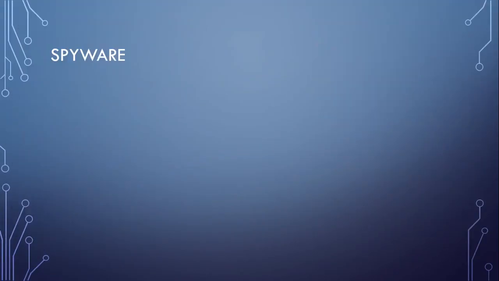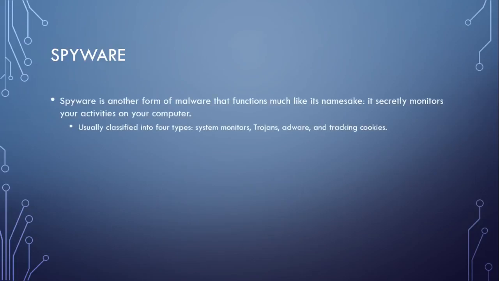All right, next let's get into spyware. Spyware is another form of malware that functions kind of like its namesake. It secretly monitors your activities on the computer, and it's typically classified into one of four types. System monitors, which are just there to monitor your system settings, performance, hardware. Trojans, which we'll talk about later. Adware, which is on the next slide.